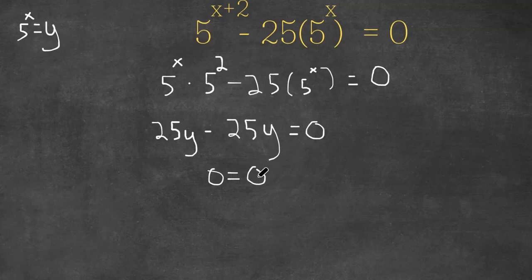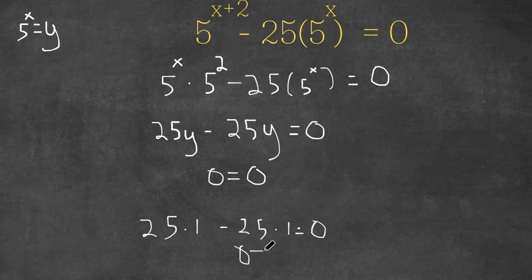Well, that's not a solution. And this actually means that any value that we put for y will make this equation true. As you can see, if we plug in 1 for y, that's going to be 25 times 1 minus 25 times 1 equals 0. And that's just simply 25 minus 25, which is still 0 equals 0. And any value that you plug in for y will work.